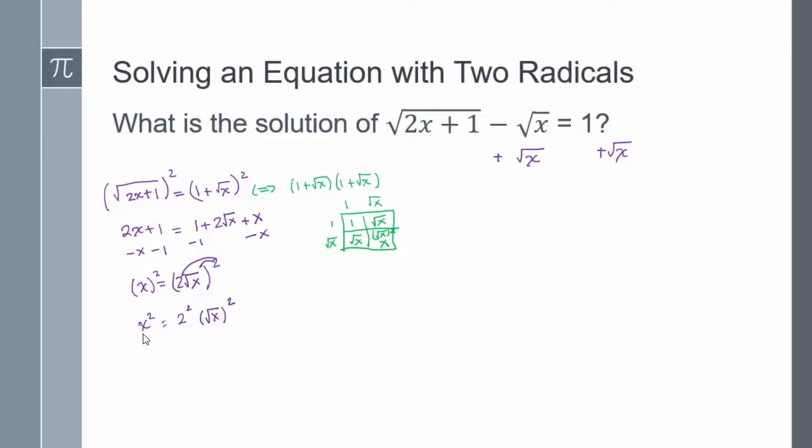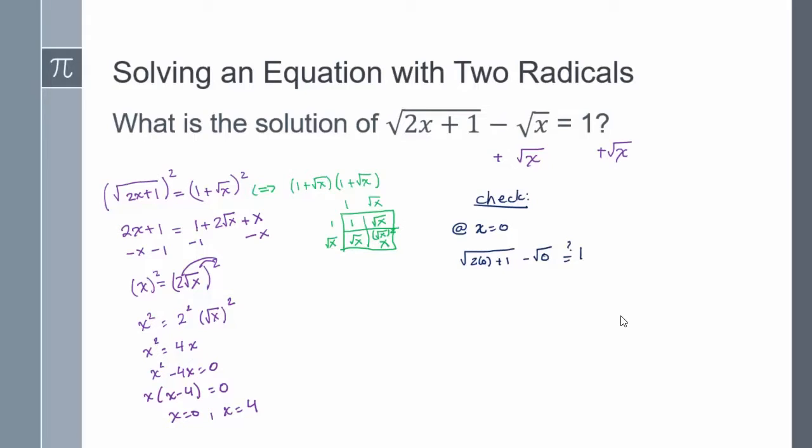So we end up with x squared is equal to 2 squared times the square root of x squared. Simplify to get x squared is equal to 4x. This is a quadratic, so we rewrite this in standard form by subtracting 4x on both sides. Since I have an x in common for both terms, I'm going to factor out an x to get x times the quantity x minus 4, and now I can solve for x. Set each factor equal to 0 to get x equals 0 and x equals 4.